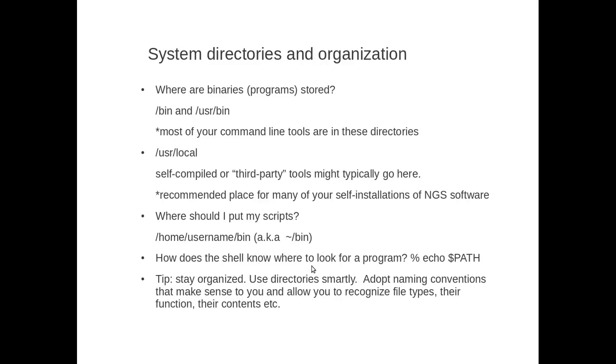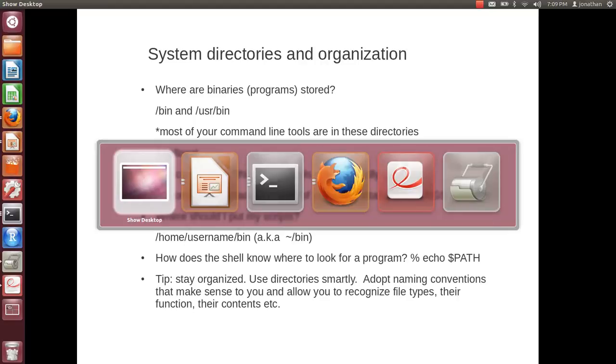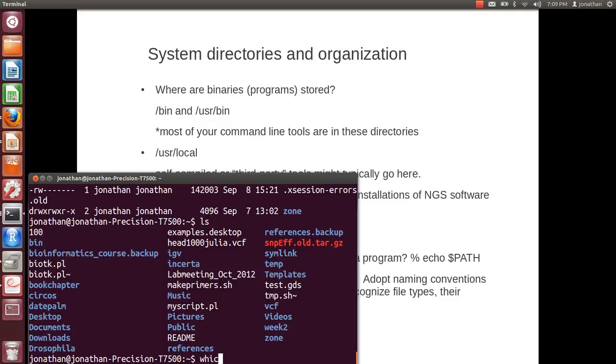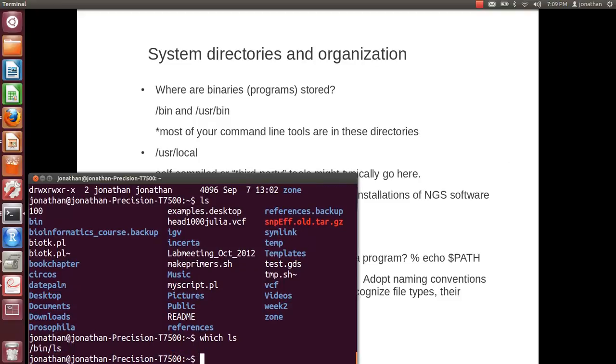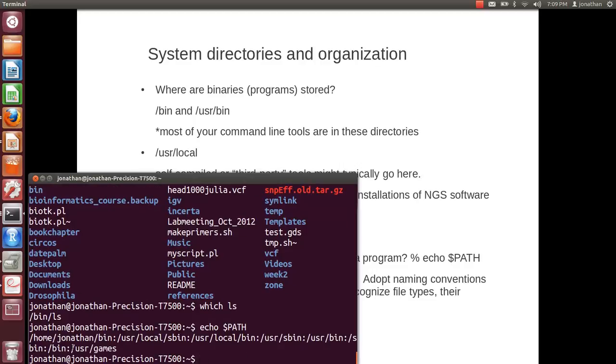How does the shell know where to look for a program? Well, this is just an important concept that you need to understand. When you do ls, the program knows to look for bin ls, but how does it know that it's in the root bin directory? Well, it knows because there's a specific variable called the path, which contains a series of directories that the shell starts to look in for certain binaries. So it starts at root home Jonathan bin.